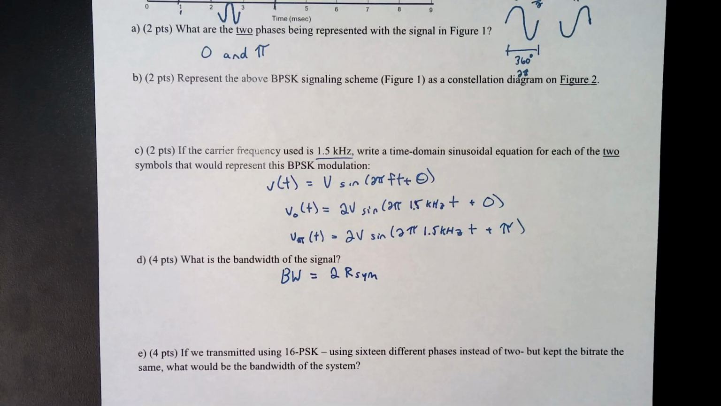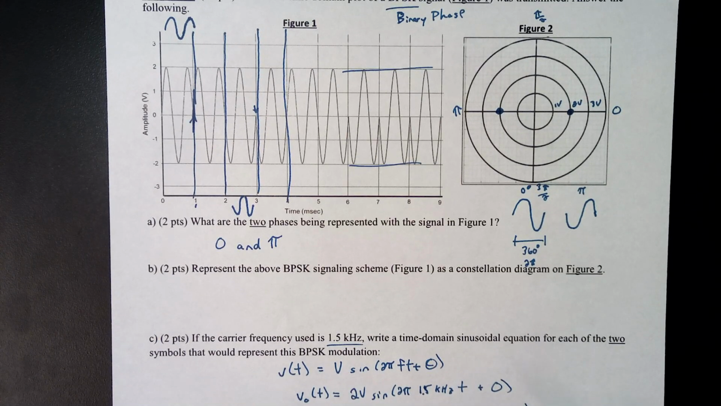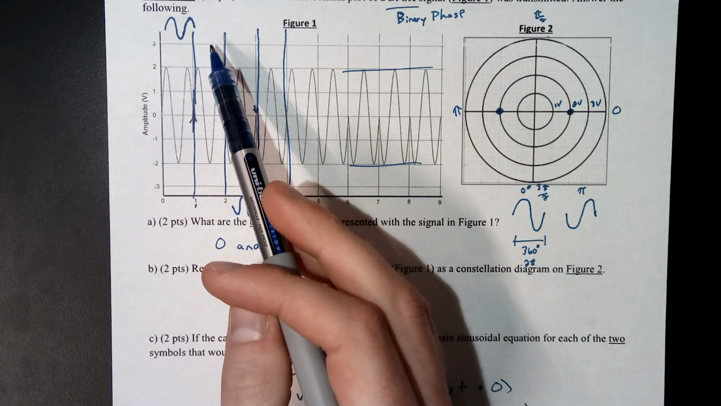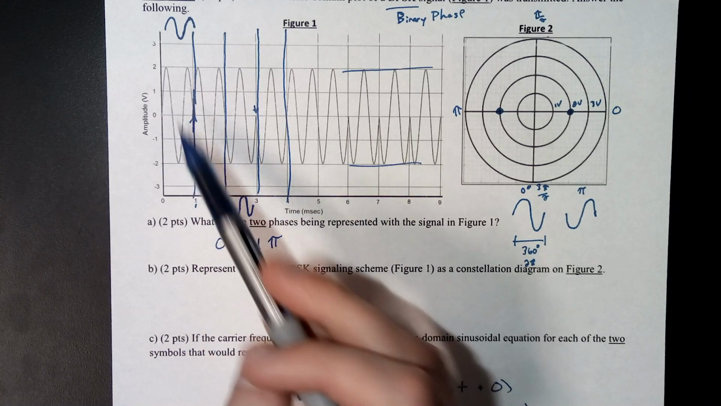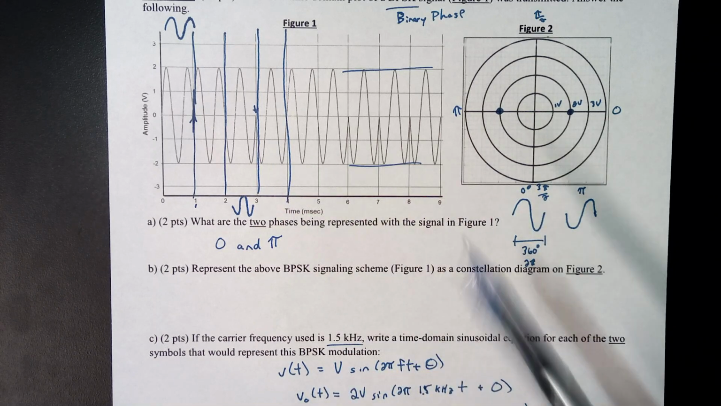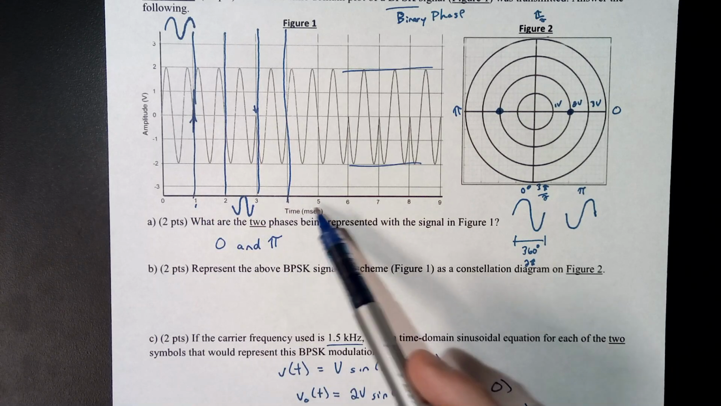So how fast are we sending symbols in this graph? Again, from analyzing the graph, we saw this up and then down and then back down symbol, this sort of shape. And then we have this other shape that goes down and then back up. So we have these two shapes, and they're happening at a rate of every 1 millisecond on the graph.